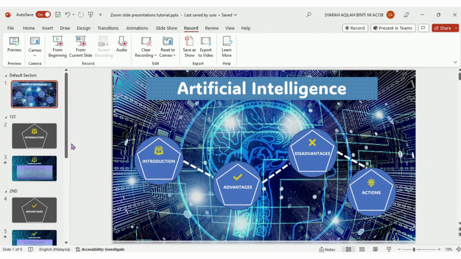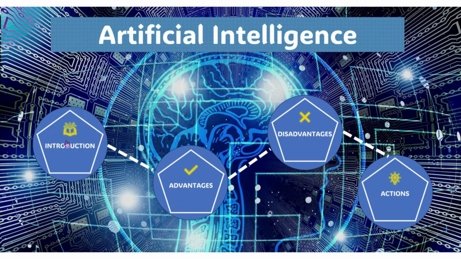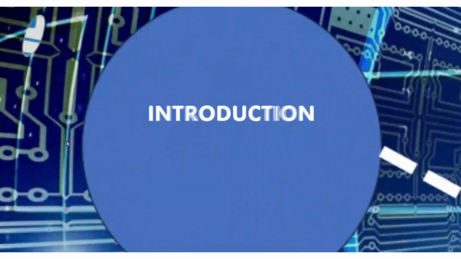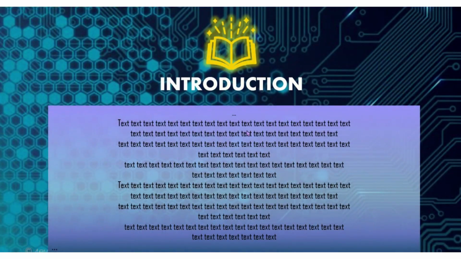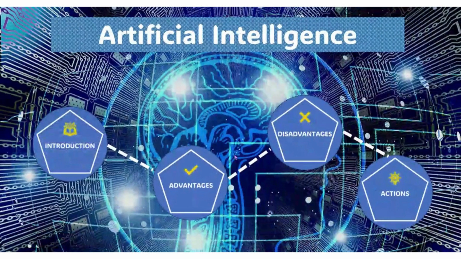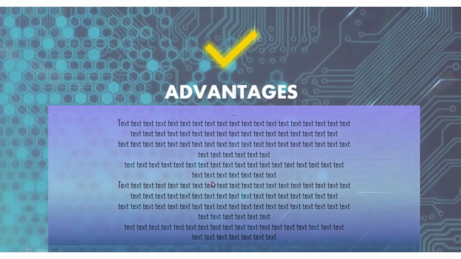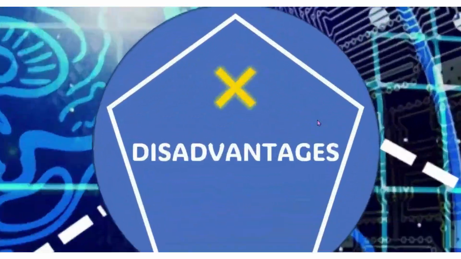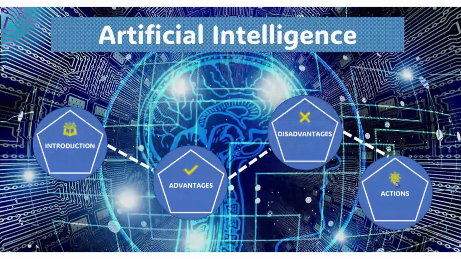Now we are done. So let's test our slide presentation. I'm going to click the Slide Show button right here, click introduction and present. You can present right here, and after that click back and go to advantages, click it back, then advantages, click it, action, and we're done. So that's all for our tutorial today. Thank you.